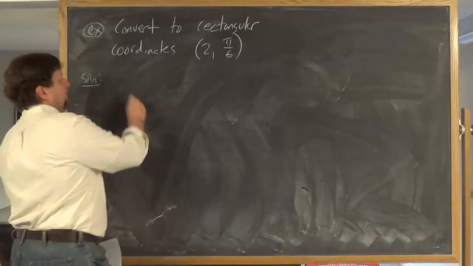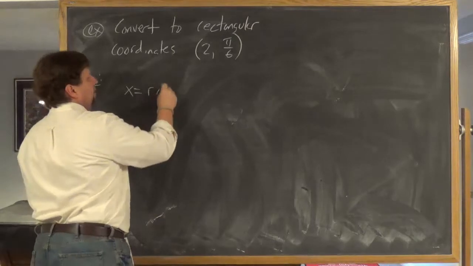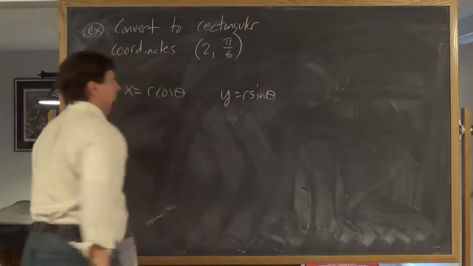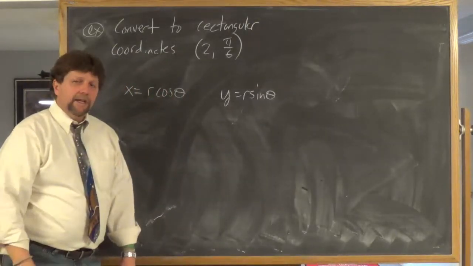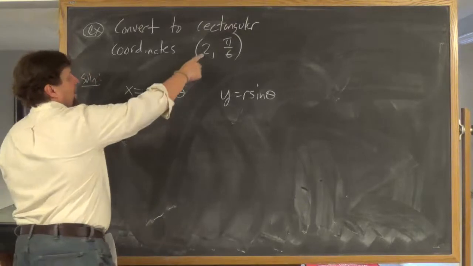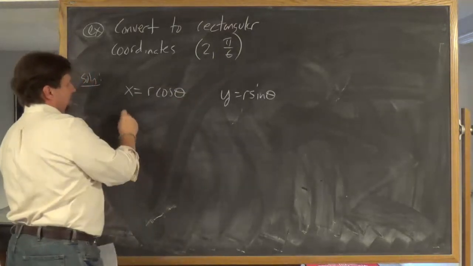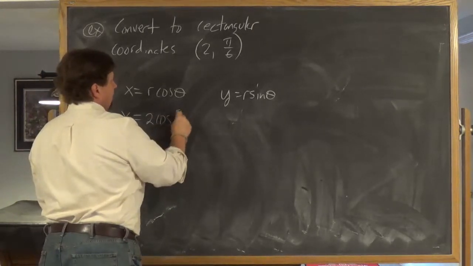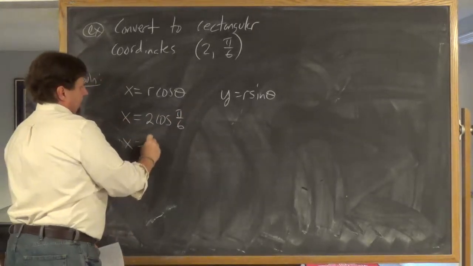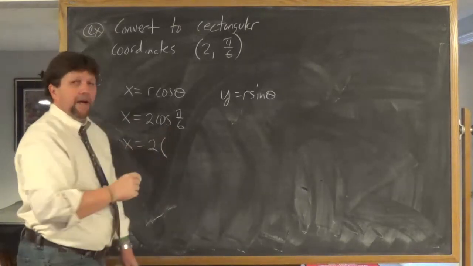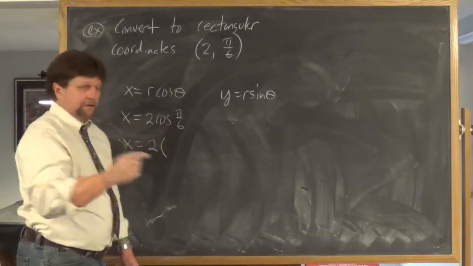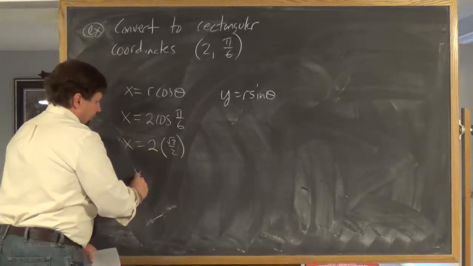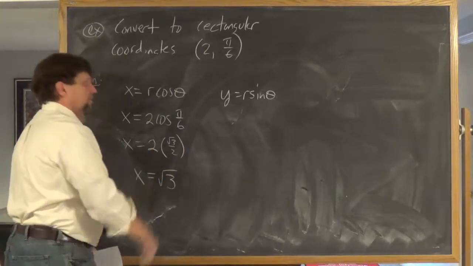To do that, you just need to know that x is r cosine theta and y is r sine theta. That's just a matter of substituting in and doing the math. r is 2, theta is pi over 6. So you have x is 2 times cosine of pi over 6. Well, the cosine of pi over 6, from my unit circle, I know that's square root 3 over 2. And 2 times square root 3 over 2 is square root 3.